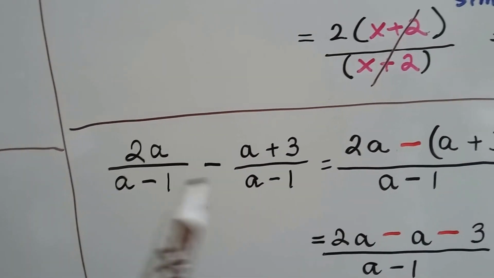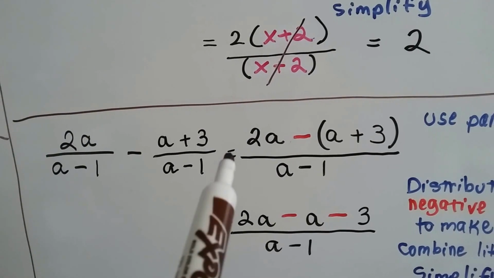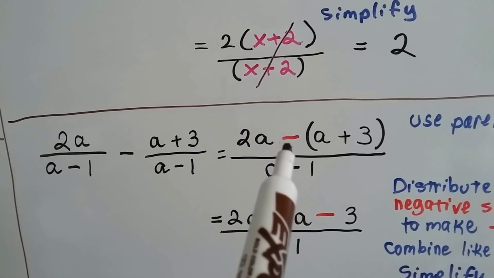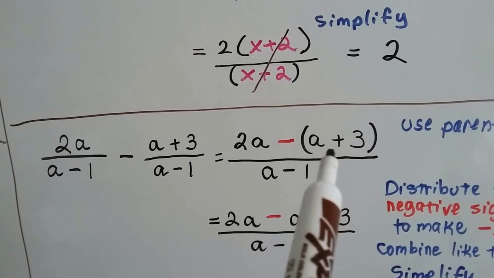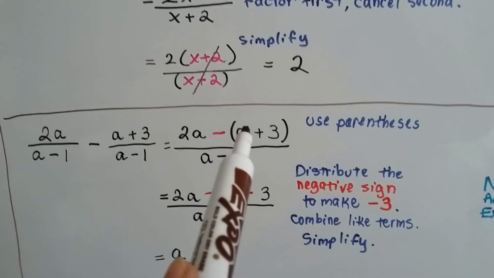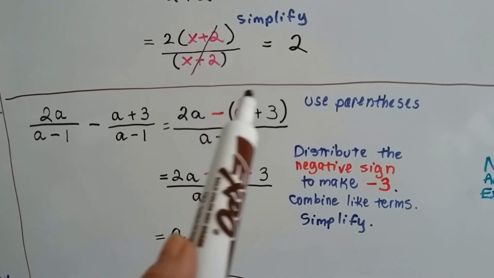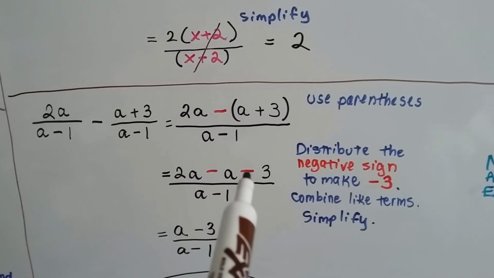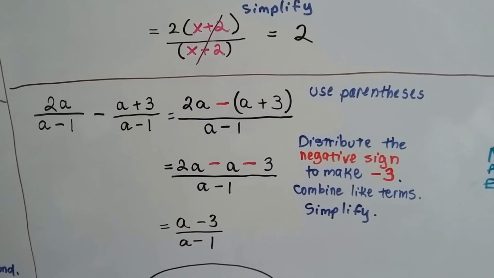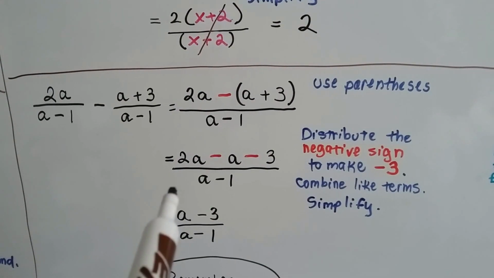We have the same denominator, so we just slide him over, put our big fraction bar, and we've got 2a minus, and put parentheses around the a plus 3, okay? Got to use the parentheses when we have that subtraction sign, okay? So now we can distribute this negative sign, and it makes a negative 3. See that? Now we can combine like terms. 2a minus a makes 1a.